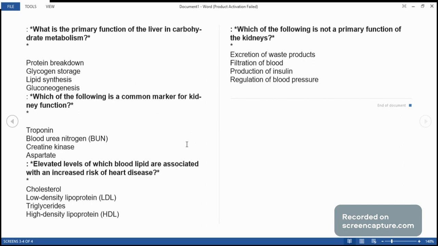Elevated levels of which blood lipid are associated with an increased risk of heart disease? But anyway, it's LDL. This is very easy. Cholesterol, no. It's okay, you can argue on that, but it's still under the low density lipoprotein. Triglyceride and high density lipoprotein. So get me right, the correct answer here is low density lipoprotein.